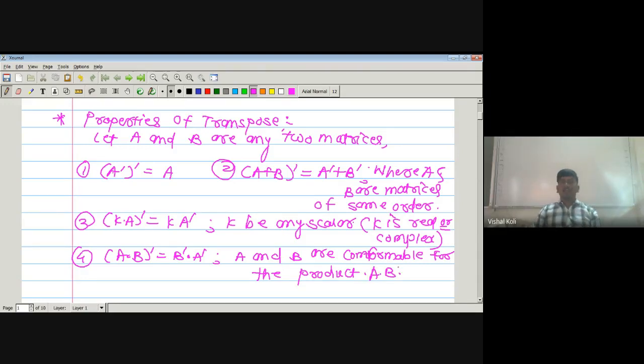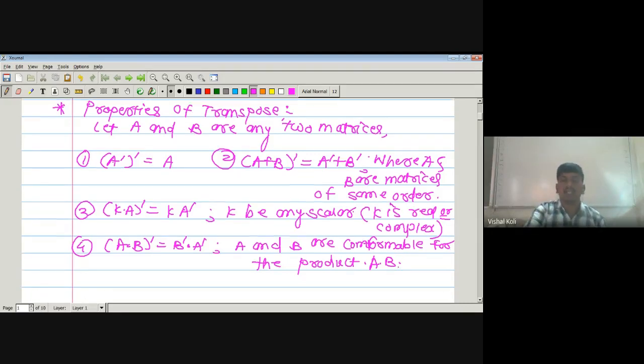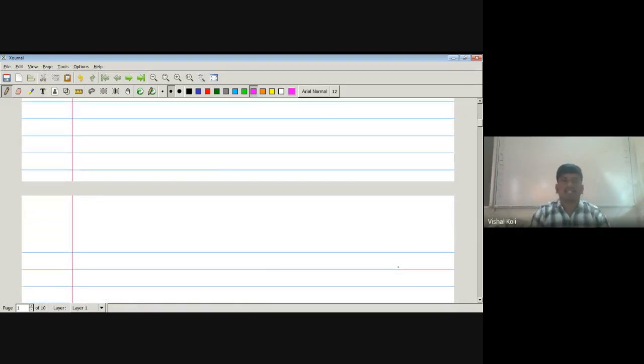Now, depending on the definition of the transpose of a matrix, there are some types of matrices, that is symmetric and skew symmetric matrix. First, we will see what is a symmetric matrix. For a symmetric matrix, the corresponding matrix must be a square matrix.